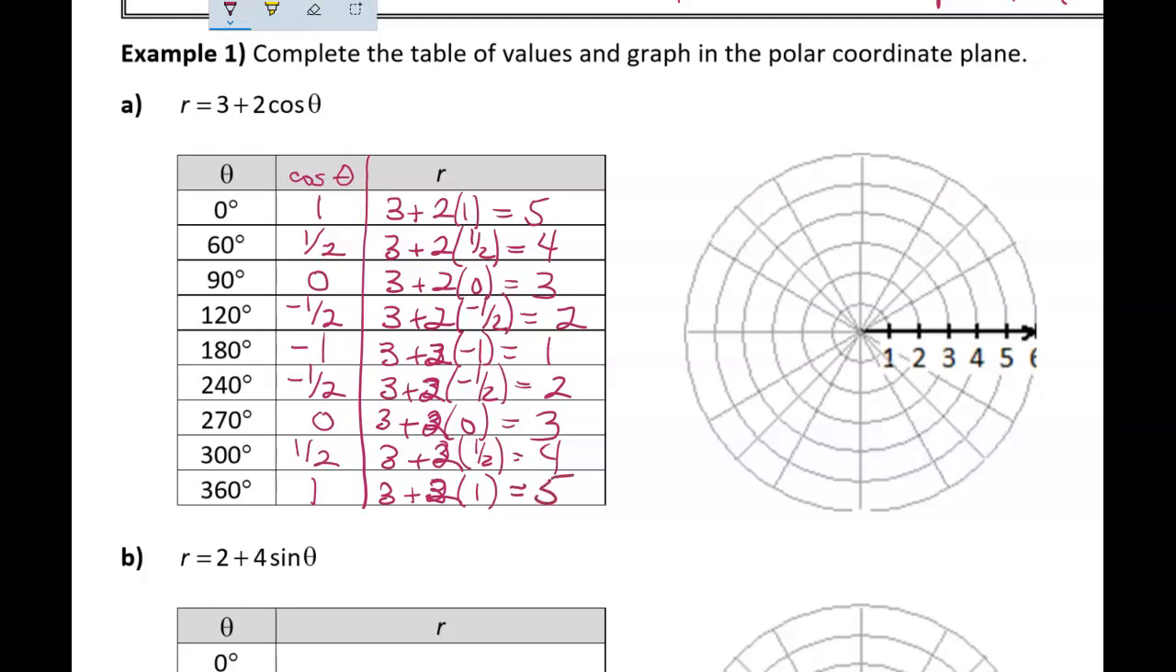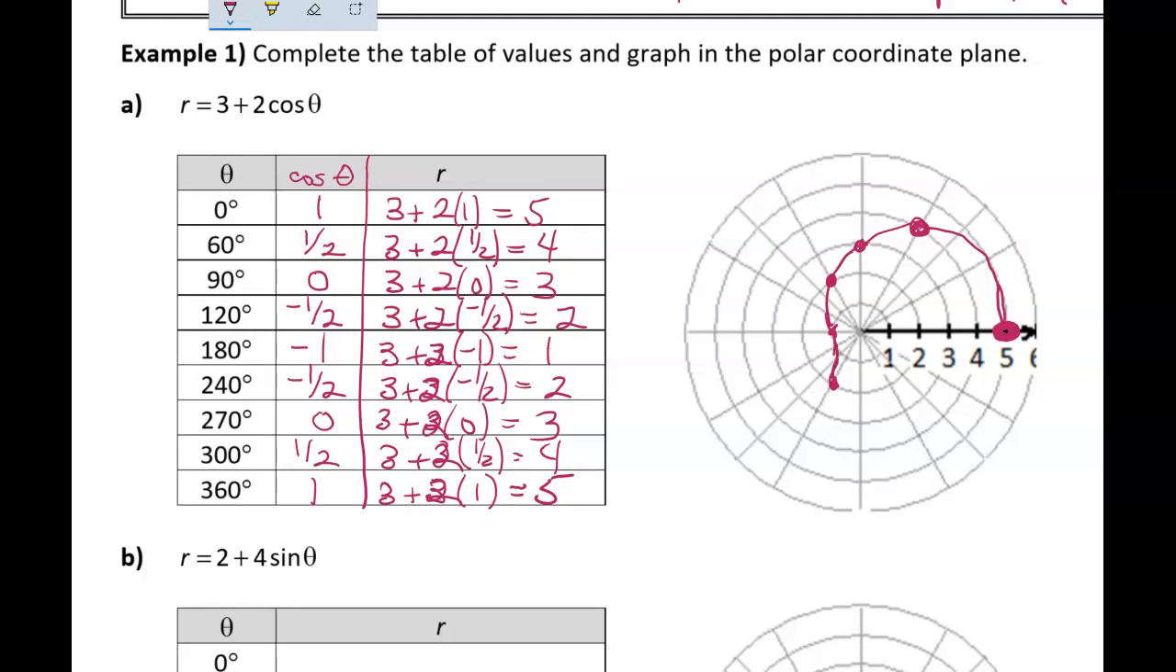All right, let's graph those. When we're at 0 degrees, the radius is 5. At 60 degrees, the radius is 4. So we have the graph kind of spiraling inward. At 90 degrees, the radius is 3, continuing to move inward. At 120 degrees, the radius is 2. And at 180 degrees, the radius is 1. At 240, the radius is back to 2. You can see that little dimple in the Limaçon forming there.